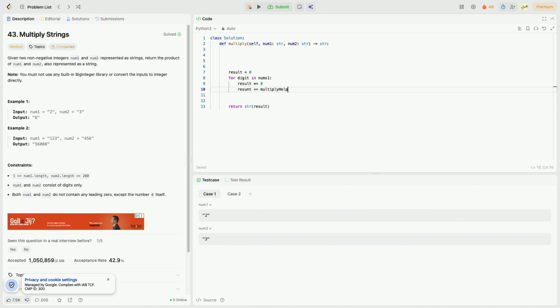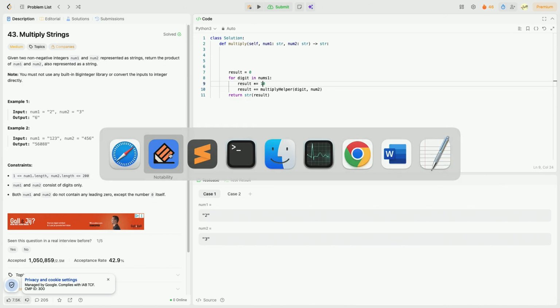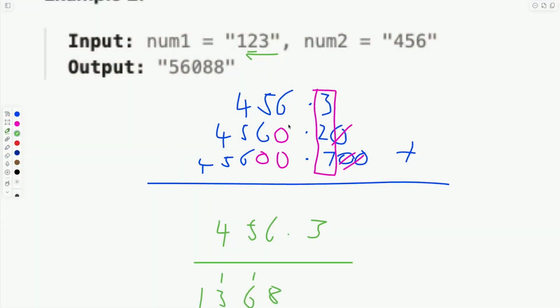Multiply helper. And we pass in our digit string and our num2. Already seeing the first typo here. Right, and this shift by 10, switching back here, is doing this.